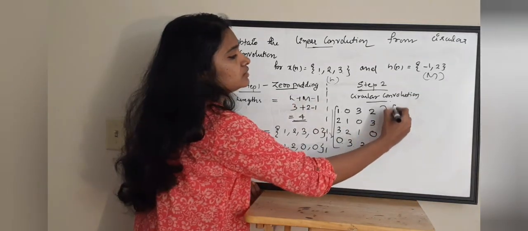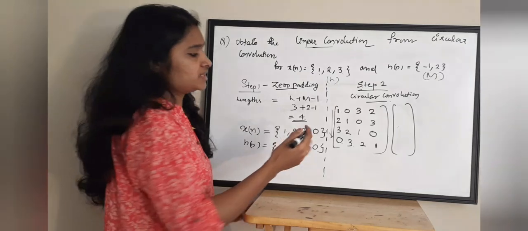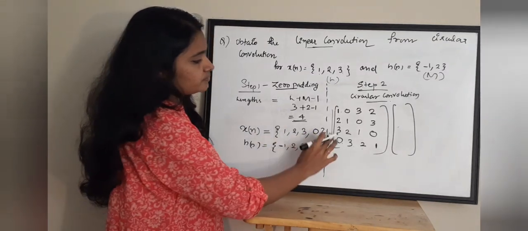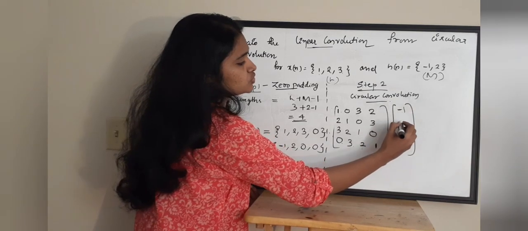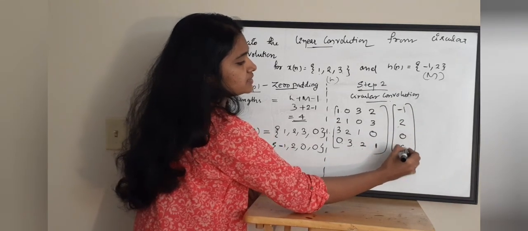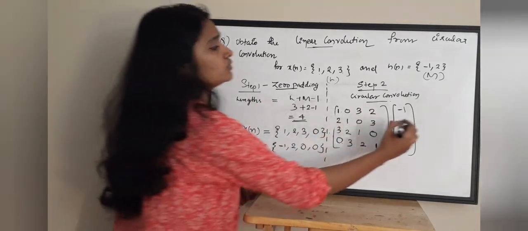Then take your h of n and perform matrix multiplication. Your h of n is minus 1, 2, 0 and 0. Right. So just do matrix multiplication now.